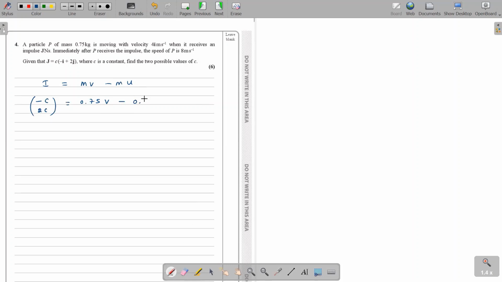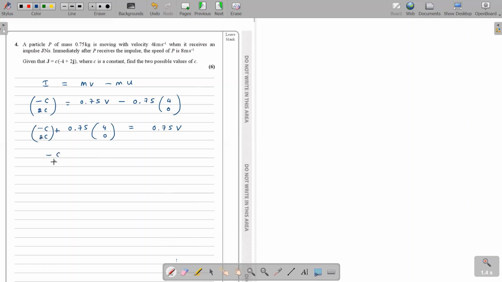So mv minus mu. u is given in terms of i and j. They've given you u is 4i, and that means it's 4, 0. Before I do that, we can take this here, 0.75 times (4, 0). Are you with me? Equals 0.75 v. What I'm trying to do here is make v the subject now. So this is not c over 2c. This is (minus c, 2c), the velocity vector.